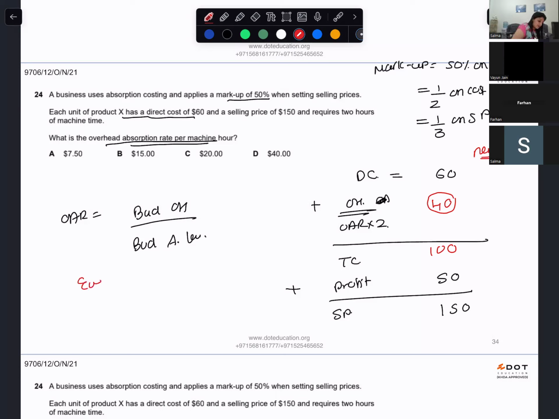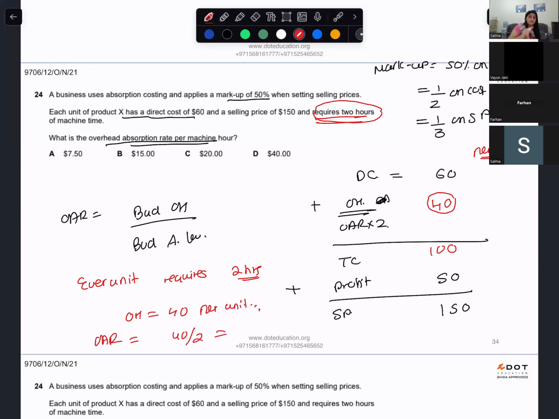One minute. Every unit requires how many hours? 2 hours. Every unit requires 2 hours. So overheads is 40 per unit. So OAR would be 40 because I need overhead absorption rate per hour. Per hour it would be $20. Think about it. Think, rethink, and then redo.